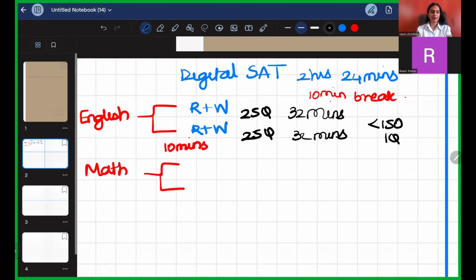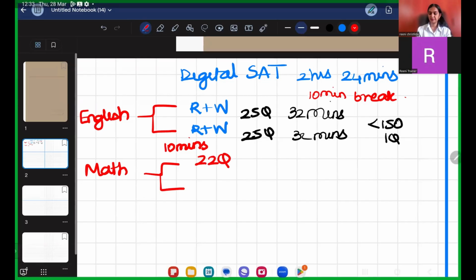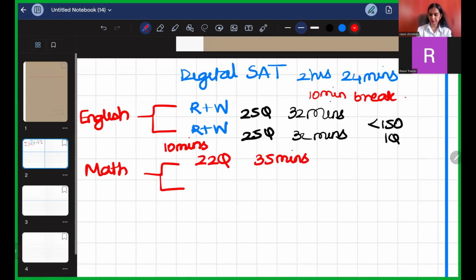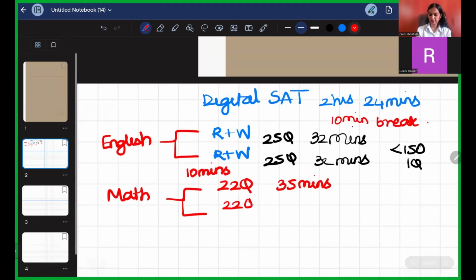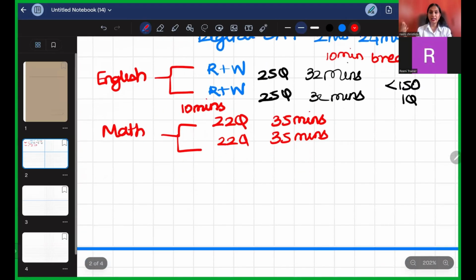So when it comes to math, in math, you have 22 questions for 35 minutes. You are allowed to use the calculator for both the modules. Earlier, we had a calculator module and another module with no calculator.